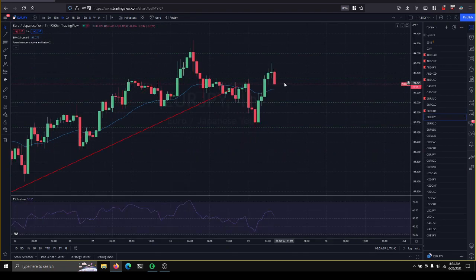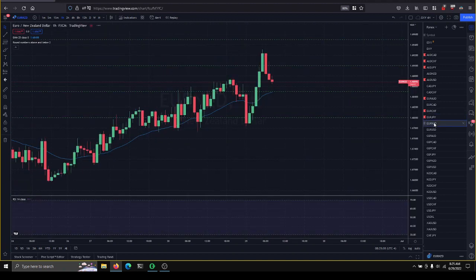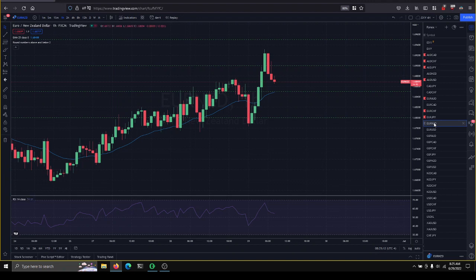Euro JPY. Possible engulfing candle around the round number. Euro NZD. See what happens when it gets down here. If it pulls back, might be a good trade down.